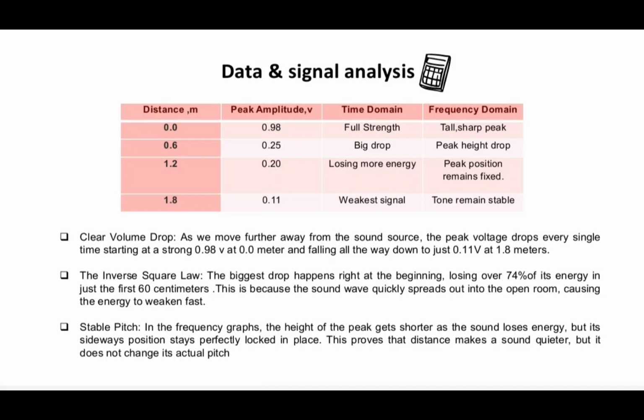Finally, look at my frequency domain column. Even though the height of my signal peak gets shorter because of this energy loss, its sideways position stays perfectly locked in place. This is a hard finding because it proves that moving across a room makes a sound quiet, but it never changes its actual pitch. Let's see how these exact numbers look when we plot them on our next graph.